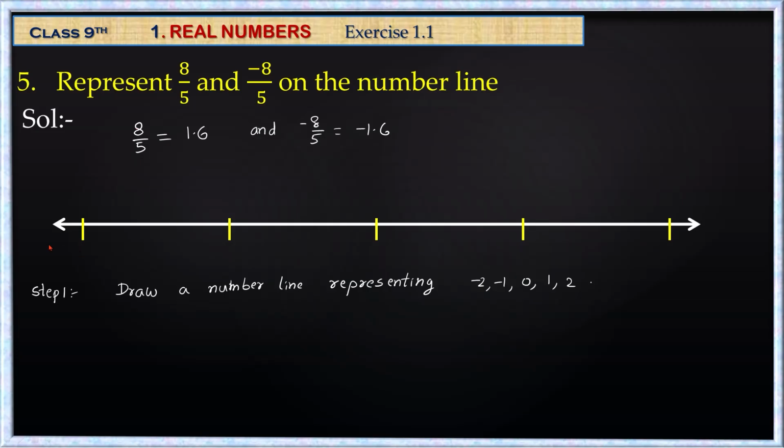With equal distances we have to draw them. This is -2 and this is -1, and this is 0, this is 1 and this is 2. In step 2, we have to divide each unit into 5 equal parts, because in 8 by 5 the denominator is 5, so we have to make each unit into 5 equal parts.